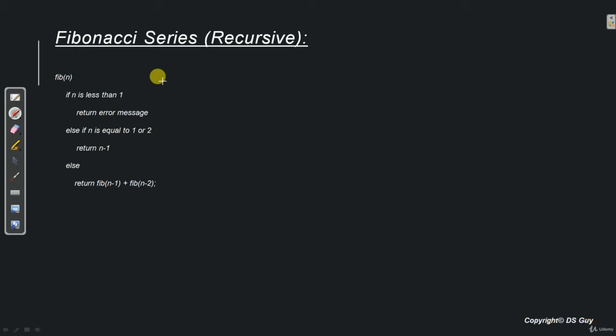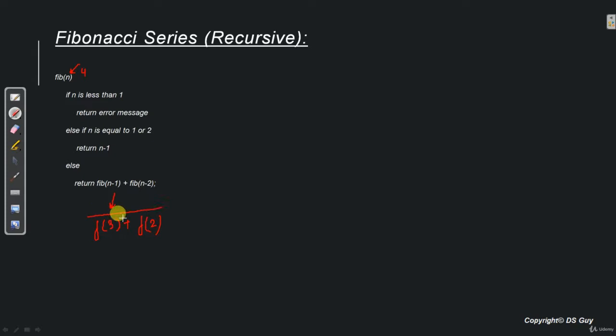So let's say we want to find out the fourth number of the Fibonacci series. In that case n is equal to 4. So let's see how that works. First it checks if n is less than 1. No, it is not, it is 4. So it goes to the else if statement. Is n equal to 1 or 2? No, it is 4. So it comes to the else statement. It says return Fibonacci n minus 1 plus Fibonacci n minus 2. That means it says return Fibonacci n minus 1, that is 3, plus Fibonacci n minus 2, that is 2.